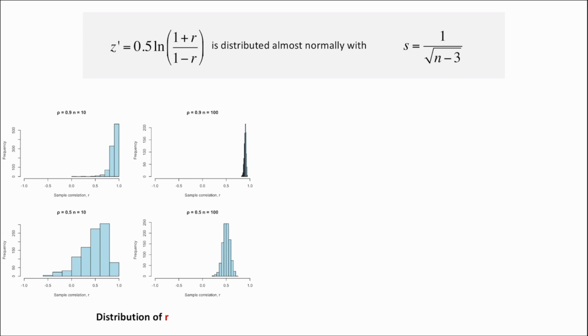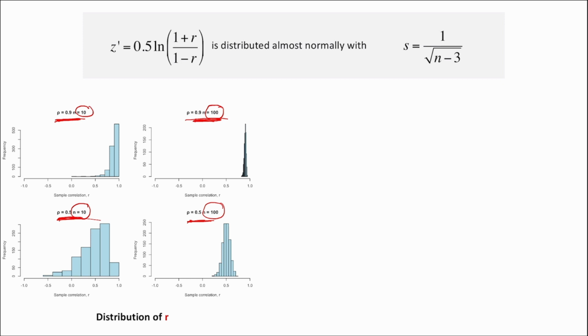If I take the original values, in this case you remember that I have different, I forgot to mention this probably. You can see I have different rho and different sample size, right? In this case rho is 0.9 and sample size is 10. Here, rho is 0.9 and sample size is 100. Here, rho is 0.5 and sample size is 10. And here, rho is 0.5 and sample size is 100, right? So we have 4 different combinations.